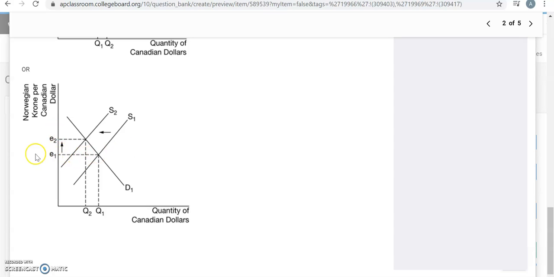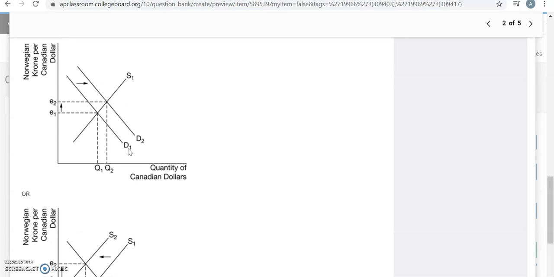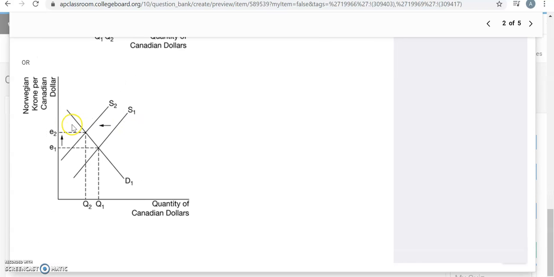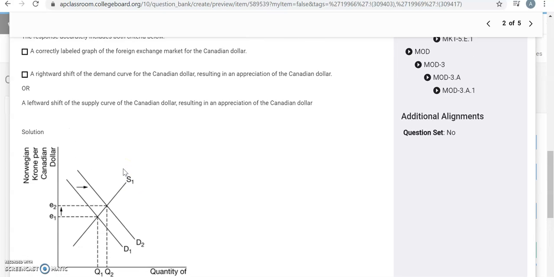So it's going to be a leftward shift in the supply of Canadian dollars, and an increase in demand in Norway for Canadian dollars. So decreased supply in Canada for the Canadian dollar, and an increase in demand in Norway for the Canadian dollar. So it'll look like that.